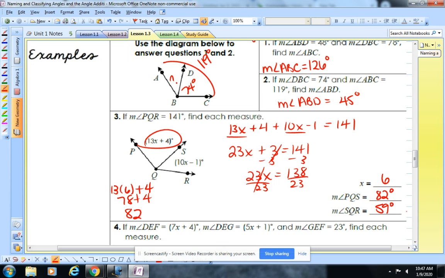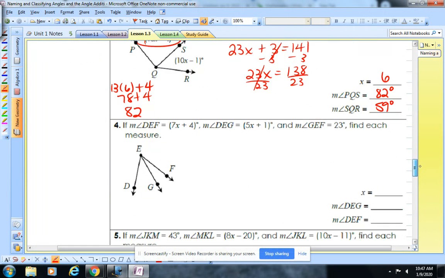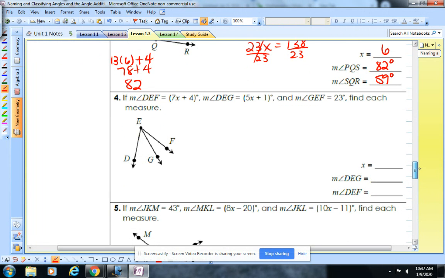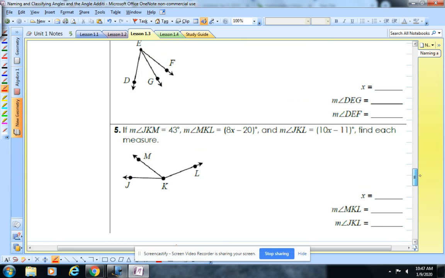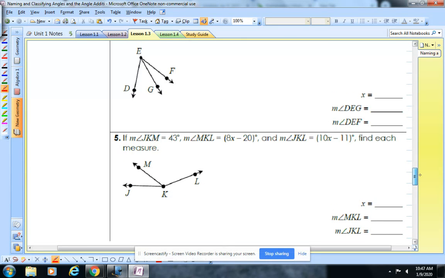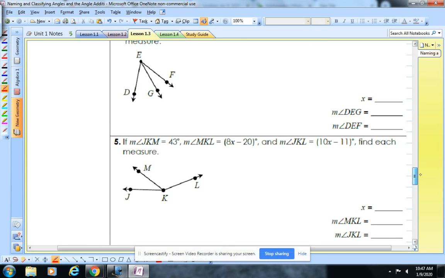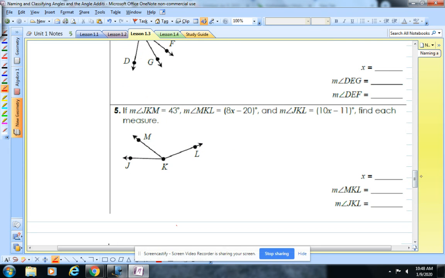The next example is exactly the same, so I'm going to skip it. That one's pretty much the same too. These are all so much the same. Let's do number 5.